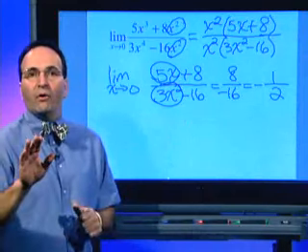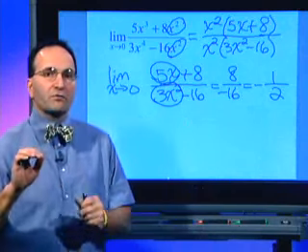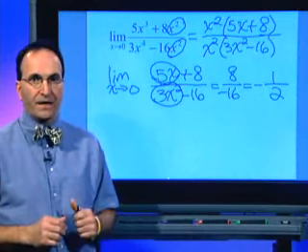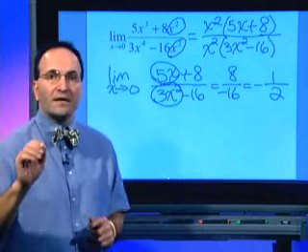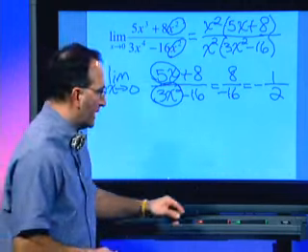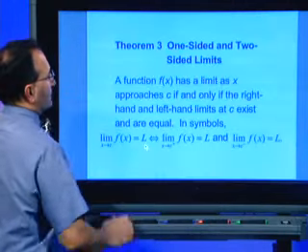Now, it's important that you look at when the value is being approached from the left as well as from the right-hand side. And we can determine this by evaluating what we call one-sided limits. Let's take a look at the definition for one-sided limits.